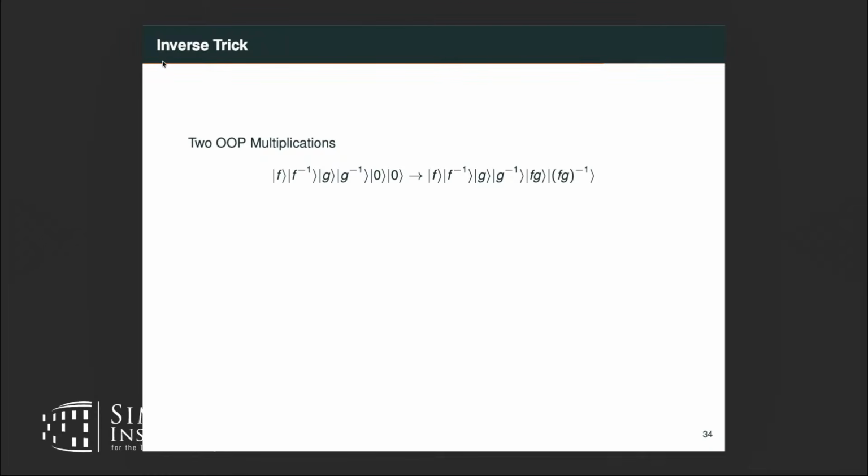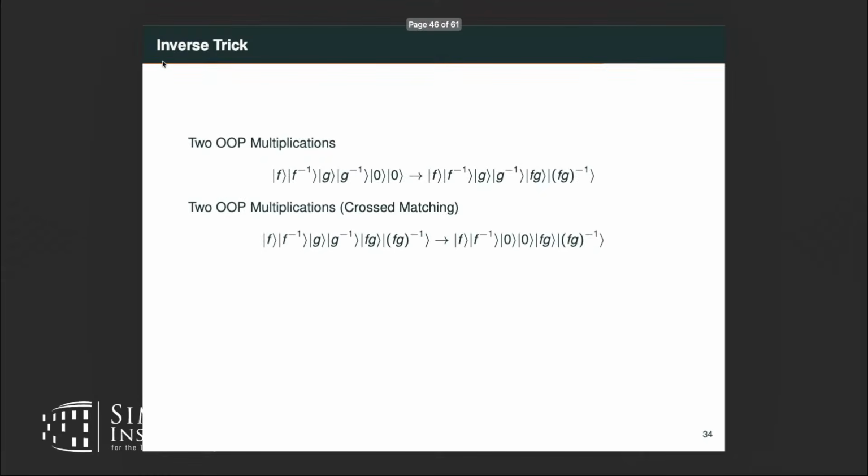So how would this work? Imagine you have two registers storing f and g. These are polynomials. What you can do is this out-of-place multiplication, storing the product of f and g into this register, and storing the product of f and g inverse in the other register. But of course, after you do that, you somehow want to erase g and g inverse. And how do you do that?